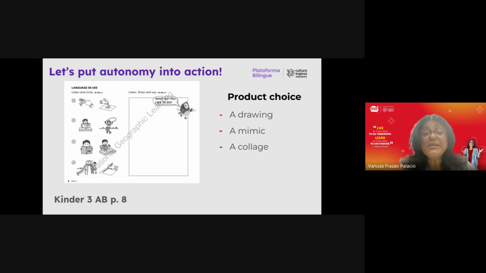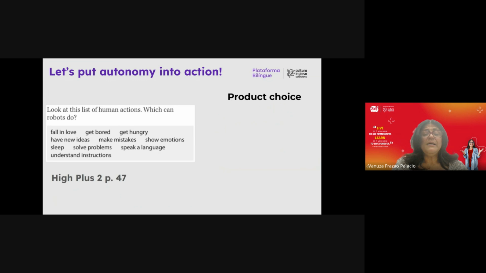So some students are more talented with their bodies, or others are more talented by drawing, others are more talented by collaging. So they are going to choose whichever suits their talents more. Okay. Another example of product choice is this one here. This is High Plus Ensino Médio, as you can see, right?